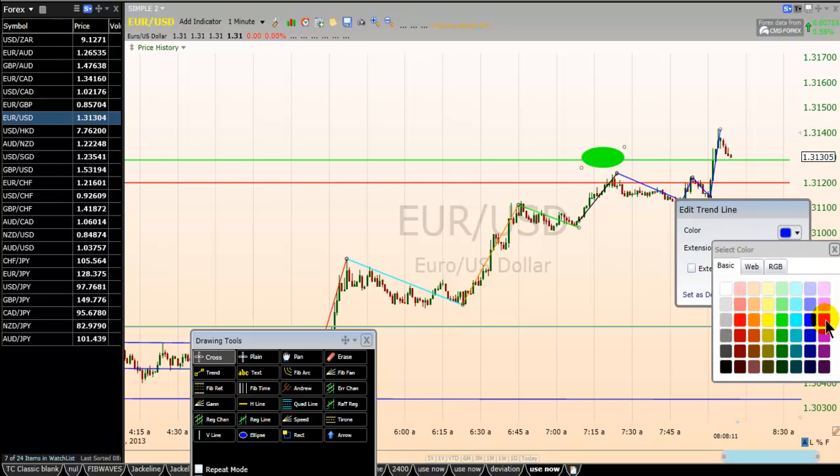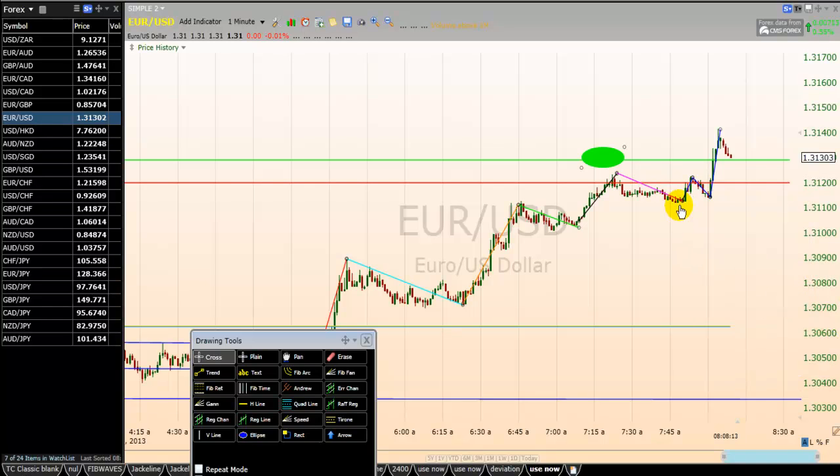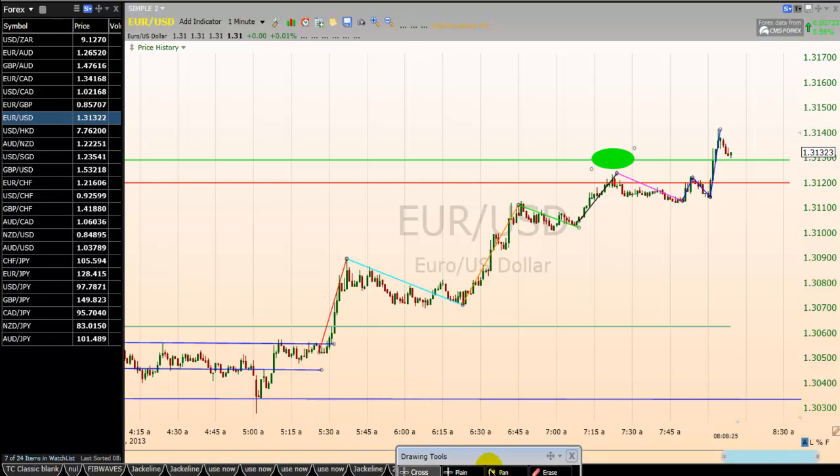I'm going to color it now into pink. That's the A corrective wave. The B corrective wave has been divided into A, B, C, bringing the price above the fifth wave. Now, there is something I need to mention to traders here.